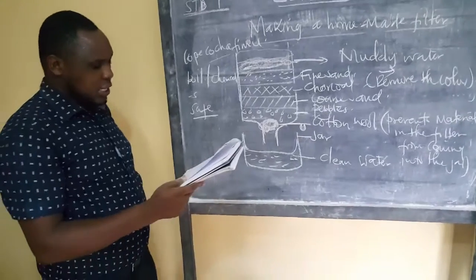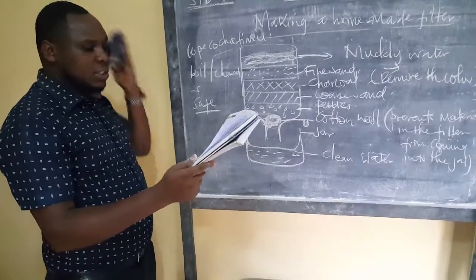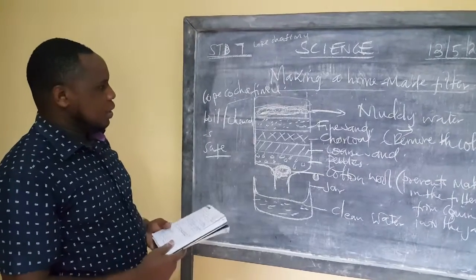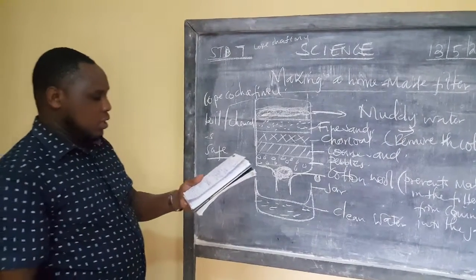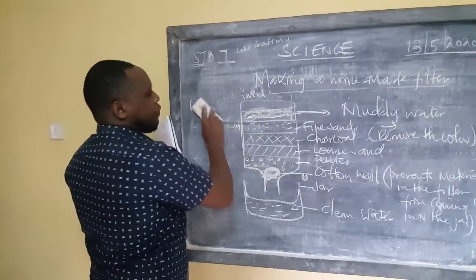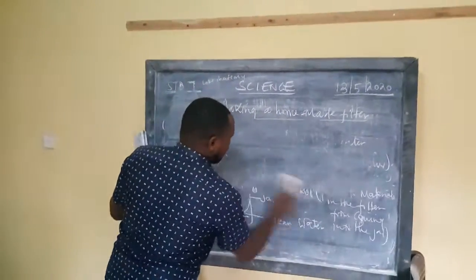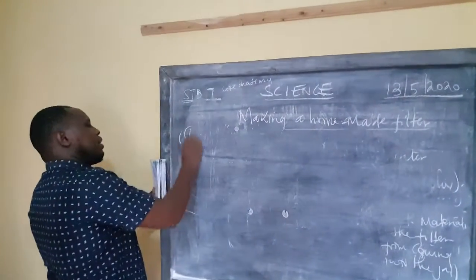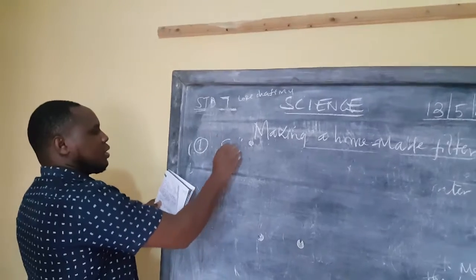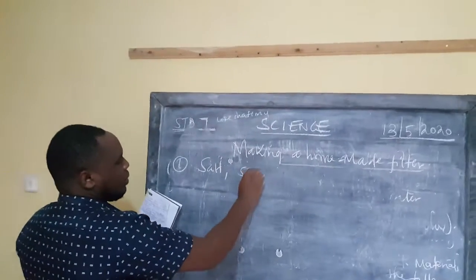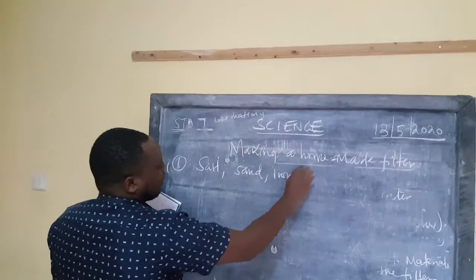Question number 1 says, Peter accidentally mixed salt, sand, and iron filings. Let's see whether we can answer question number 1. That is mixing salt, sand, and iron filings.